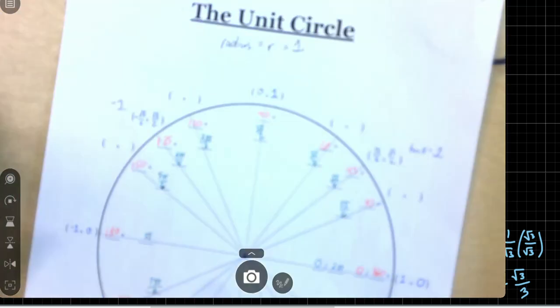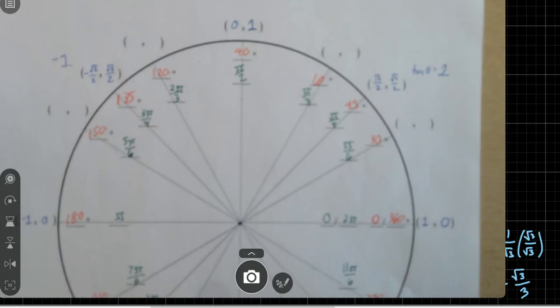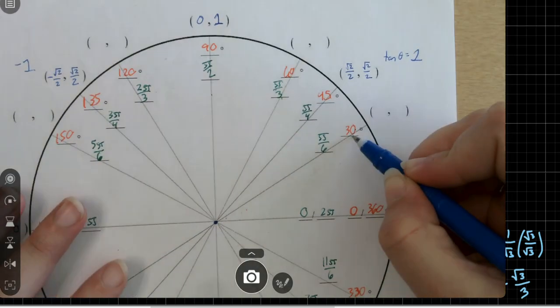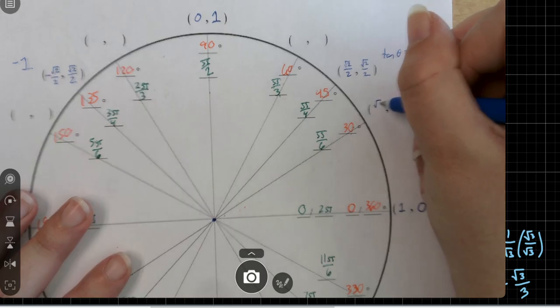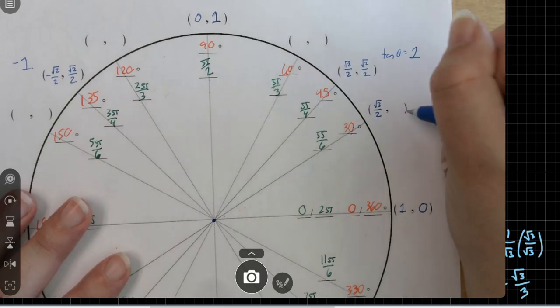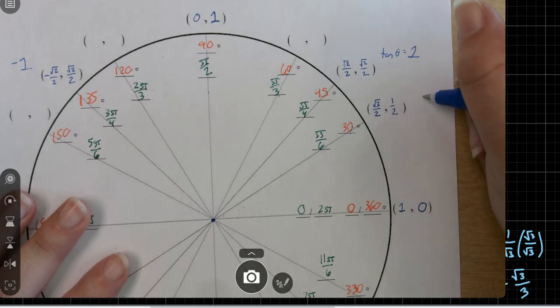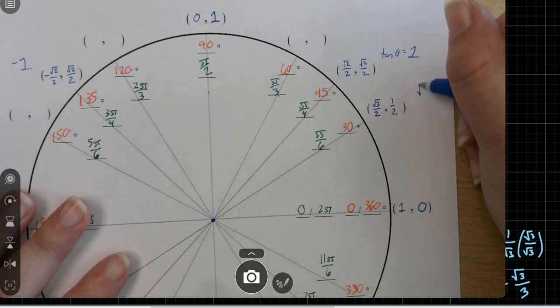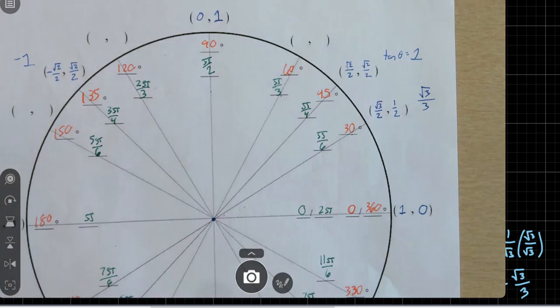Okay, let's put it on a unit circle before we keep going. So, my reference angle was 30 degrees. So I'm at right here. We said this was square root of 3 divided by 2 and 1/2. And tangent was what? Yep. And what was the value? Square root of what? Perfect. Okay.